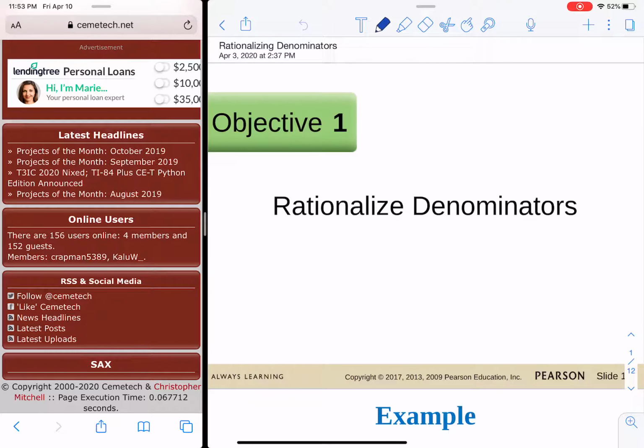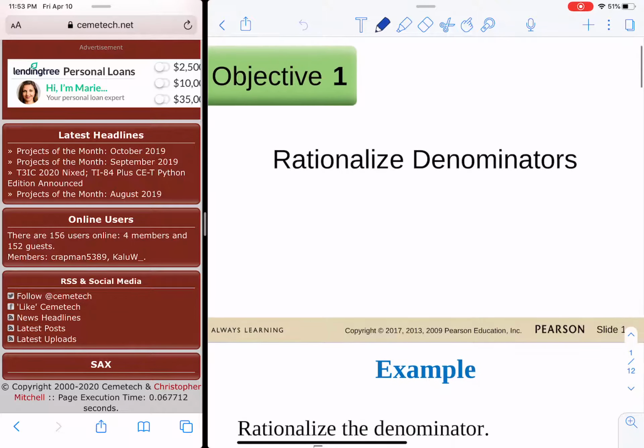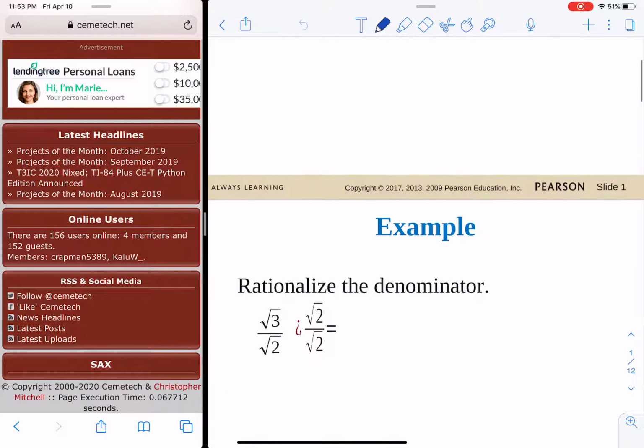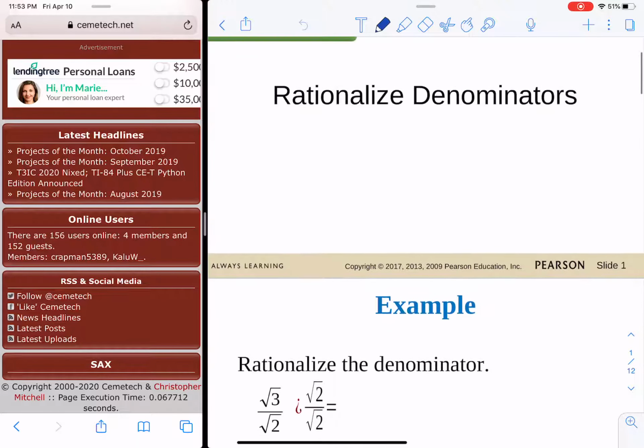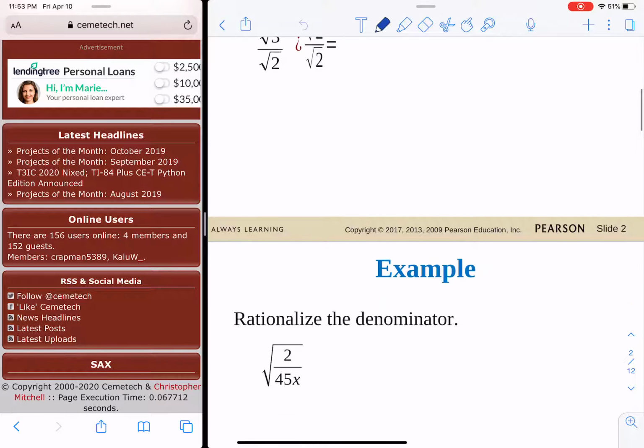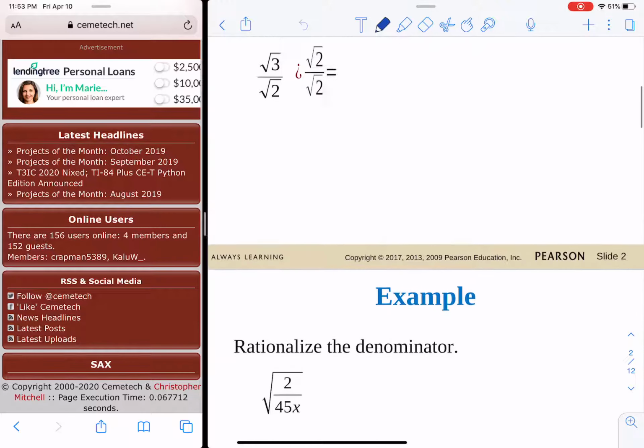Rationalizing is an important concept whenever we have expressions that involve radicals. Rationalizing simply means to get rid of a radical, either in the numerator or the denominator. So, we are going to rationalize denominators first. Let's start with a simple example.